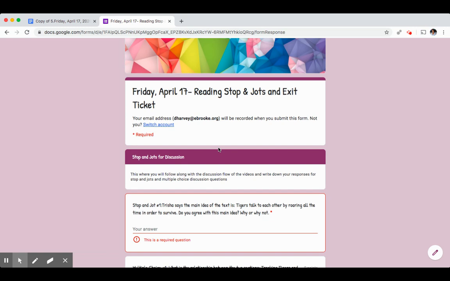Therefore, it's not possibly the main idea of the entire text because it wasn't what the author was trying to teach us in this text. And the fact that she mentioned actually wasn't really being proved in those sections that mention roaring. So Trisha's main idea is incorrect. Tigers do roar to communicate, but the article is not focused on that, and that is not what the author wanted to teach us about tigers in this text.